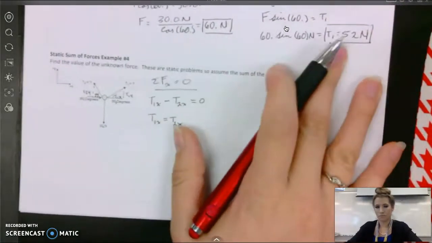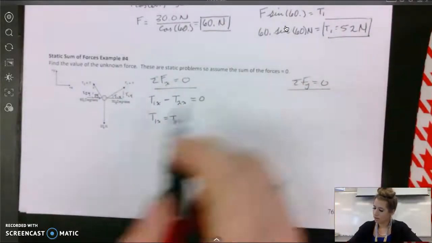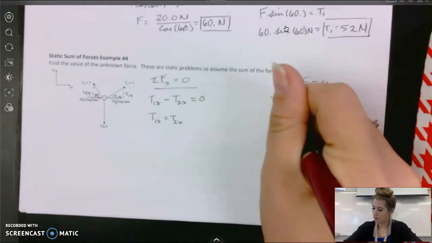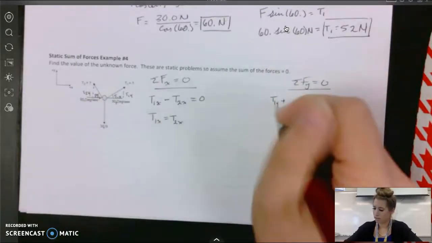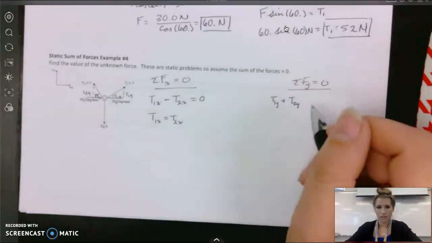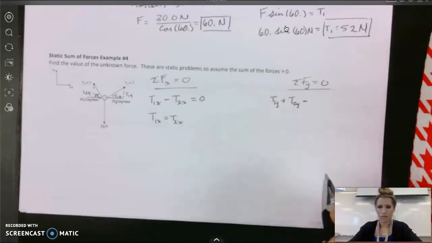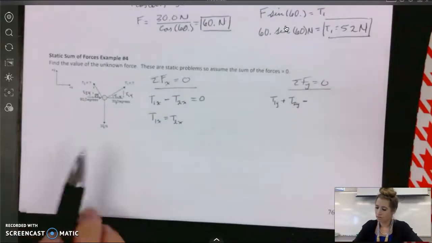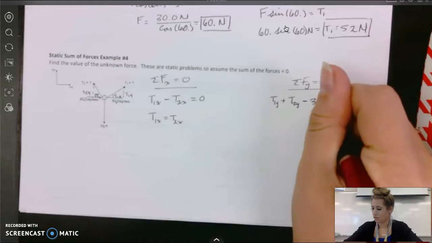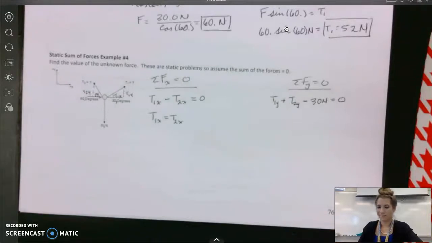Let's look at y. In the y direction, we have T1 in the y plus T2 in the y. They're both positive. And so then we also have minus 30 newtons. And that's all going to equal 0.